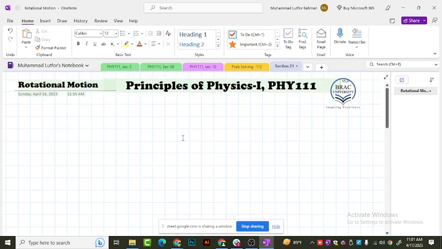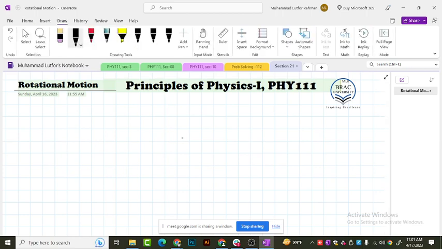Alright, in the previous class I discussed rotational motion, and I gave you an example. I'm going to repeat from there. Let's say I have a meter stick which can be rotated about this point. It's a meter stick, which means its length is 1 meter.